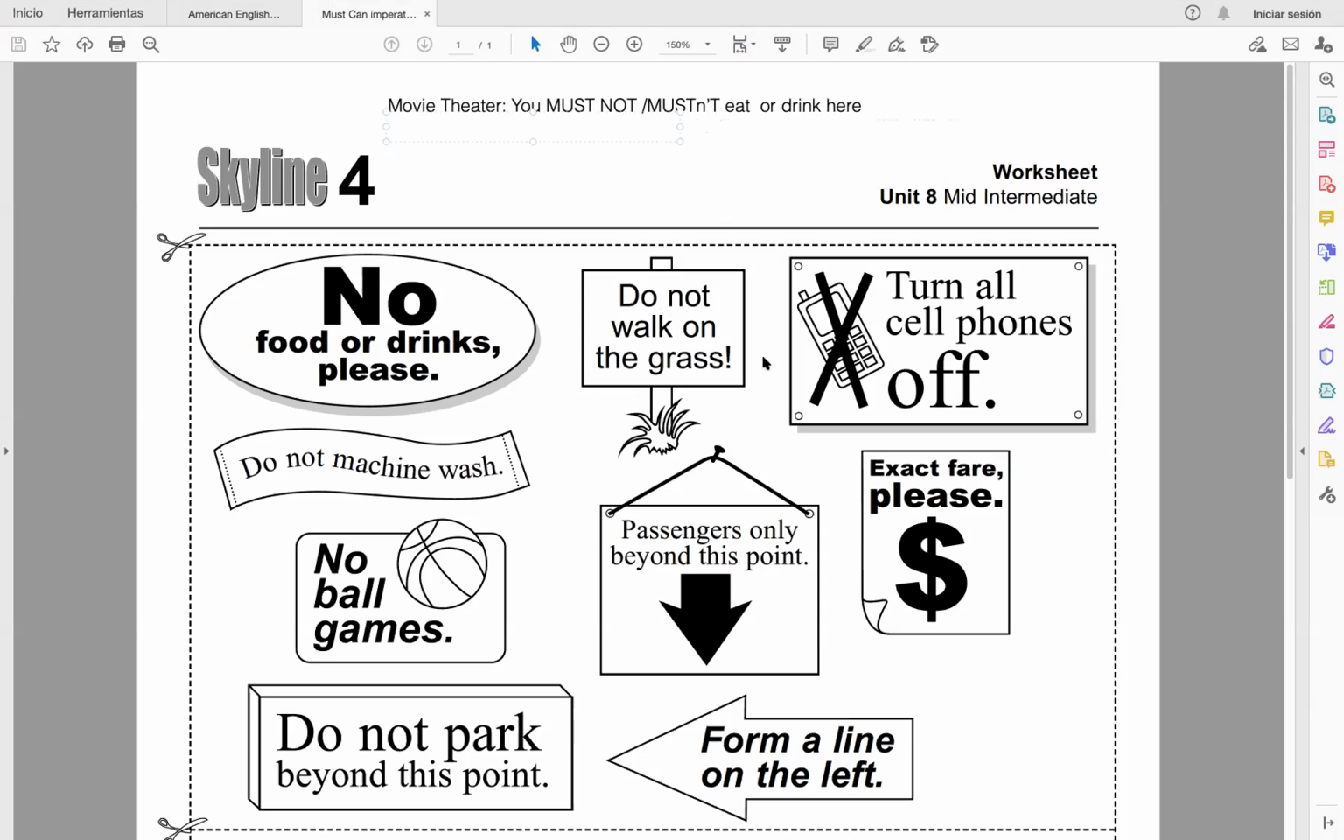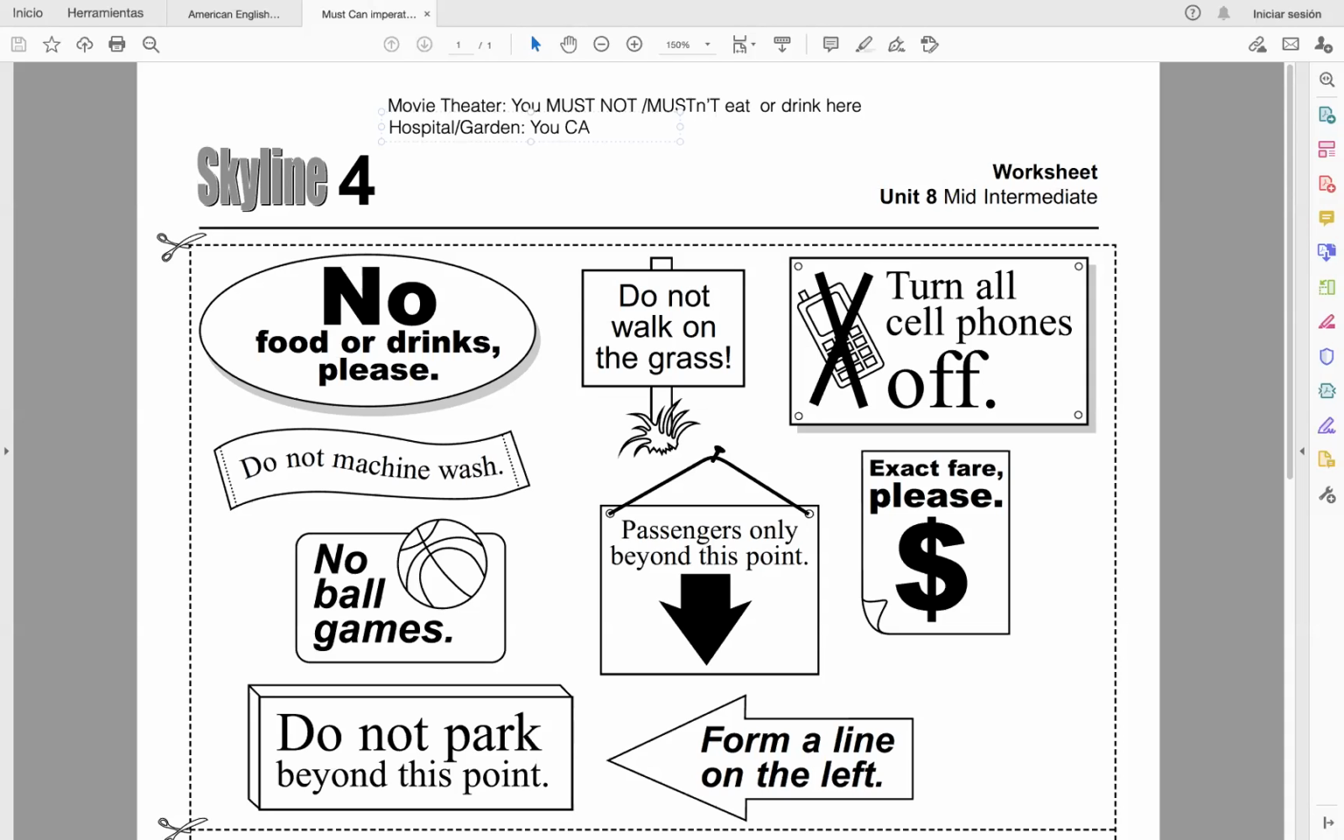The next one says, do not walk on the grass. Where can we find that one? In a hospital? Okay, could be a hospital. Could it be in a park? It could be weird because a park is to walk on the ground. Could be in a garden? Yes. Okay. So we're going to put here a garden. So it could be a hospital, a garden. And what is the message?